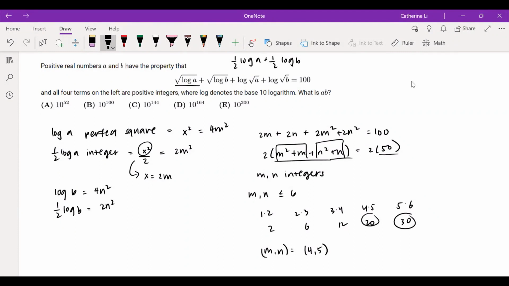And we're asked for AB, which means that we want 10 to the 4m squared, which is 4 times 16, times 10 to the 4n squared. So this is 100 plus 64, so 10 to the 164. And that's D. Okay, cool.